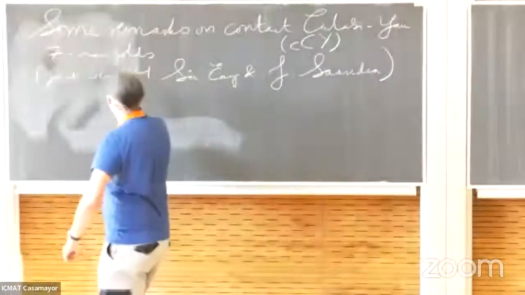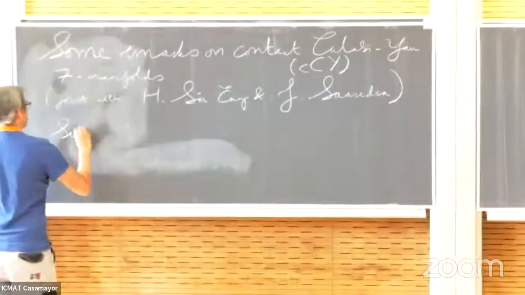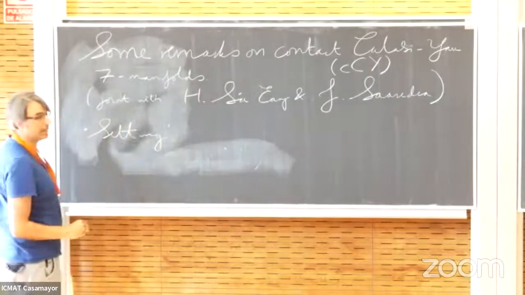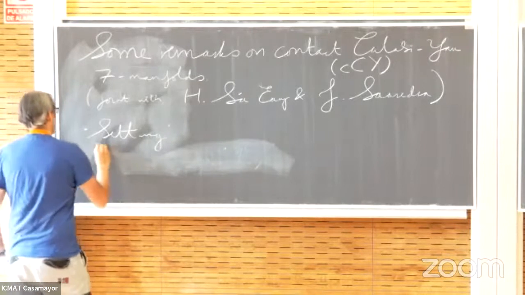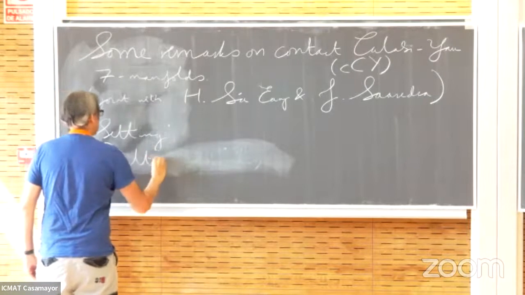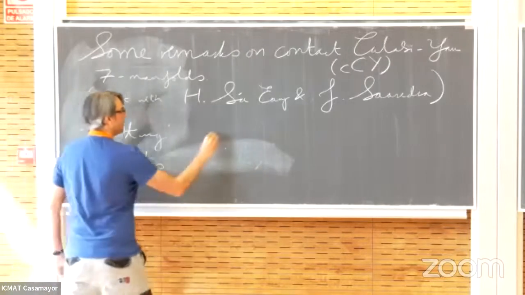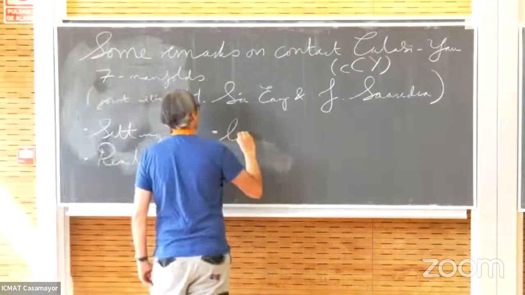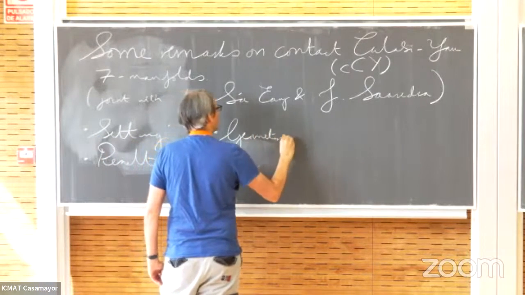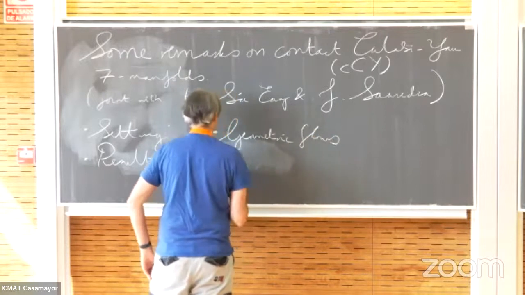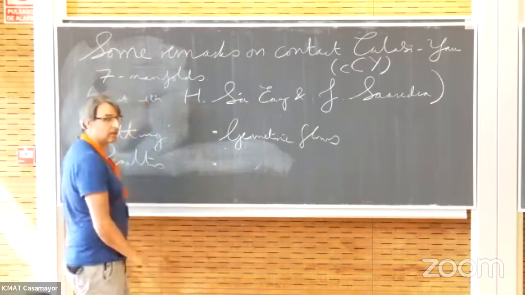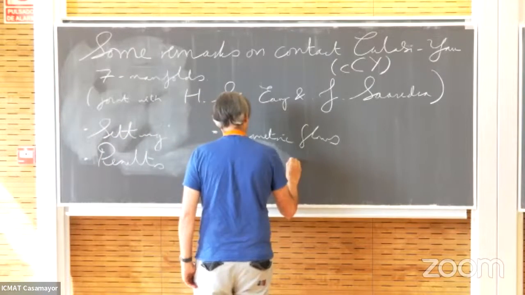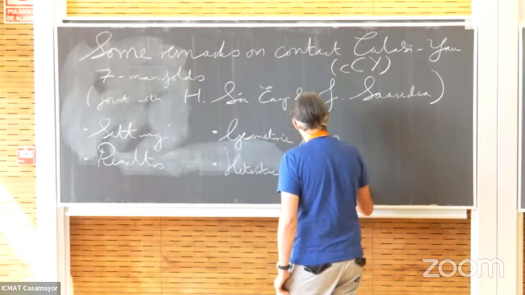And what I'd like to do is, first of all, explain the setting of what are contact Calabi-Yau 7 manifolds, and then tell you what the results are. And they come in 2 parts. The first part will be about geometric flows, which I will describe. And the second part will be about the heterotic G2 system.